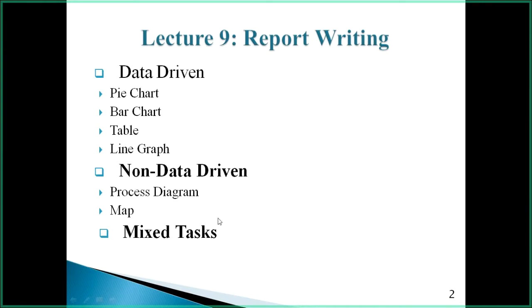Actually, there are two kinds of diagrams in this particular type. The first one is the process diagram and the second one is the map. As the name suggests, in non-data-driven diagrams there will be no data. However, there will be some kind of figure irrespective of x and y axes, pies, and all that. In data-driven diagrams, there were graphs having x and y axes, pies, or some table consisting of values. While in this particular case, there will be some kind of figure instead of graphs and charts.